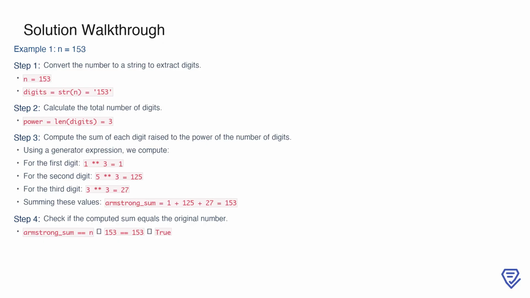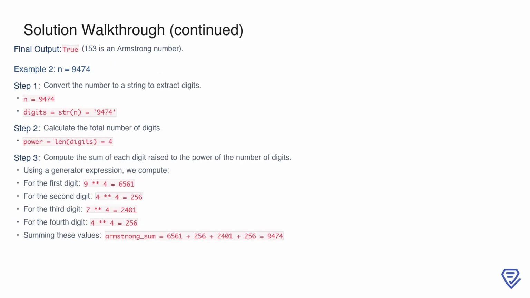Finally, we check if this computed sum matches the original number. Since Armstrong_sum equals n, or 153 equals 153, the result is true. 153 is indeed an Armstrong number. The final output for this example is true, confirming that 153 is an Armstrong number.